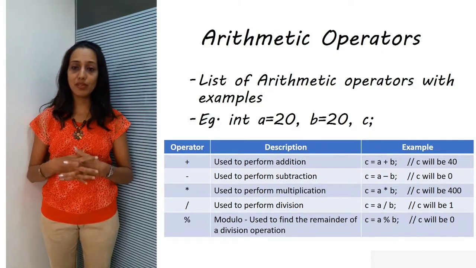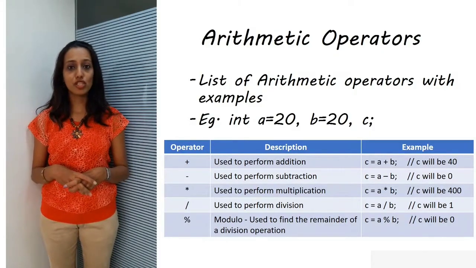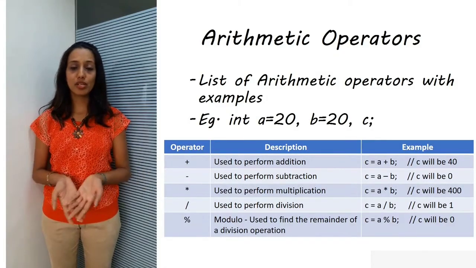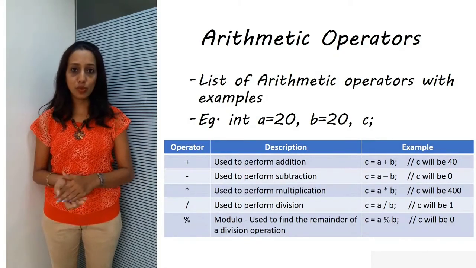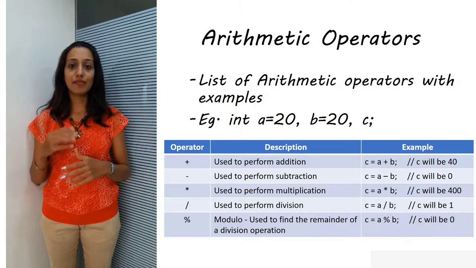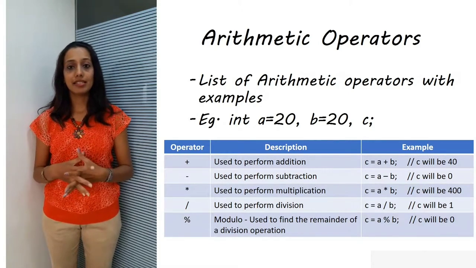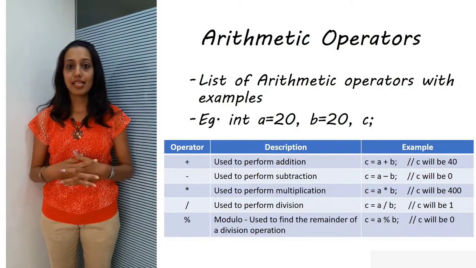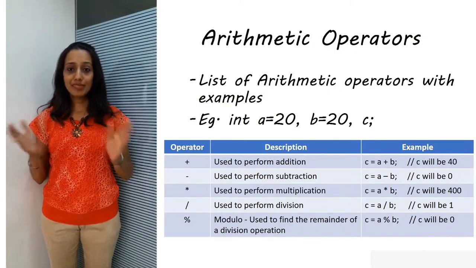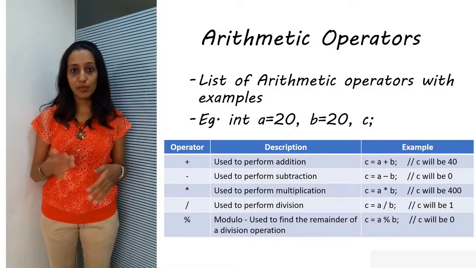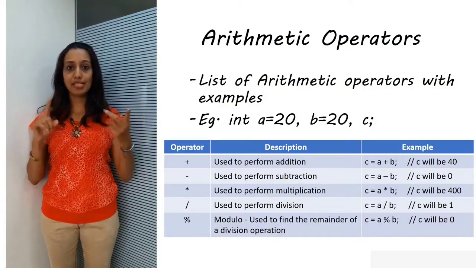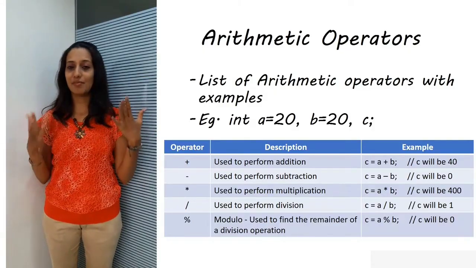For example, if you are dividing 20 by 2, what is the remainder? The remainder will be 0 because 20 is directly divisible by 2. But if you are doing a normal division, that is the division operator, when 2 divides 20 you will get 10. So that is the difference between the division operator and the modulo operator. I hope you understood this. Plus, minus, multiplication, division, and modulo.